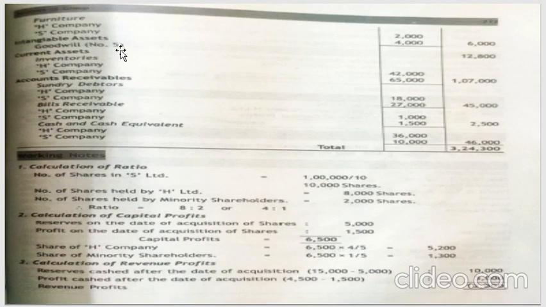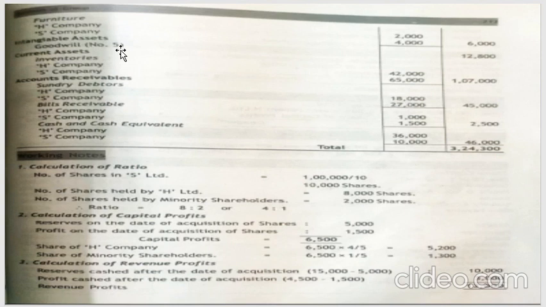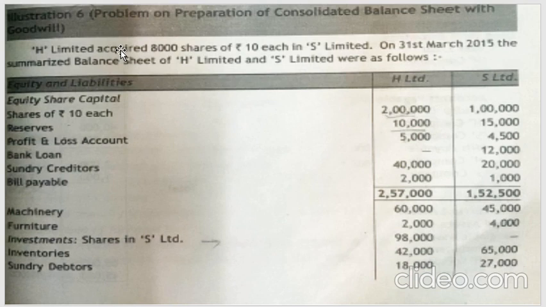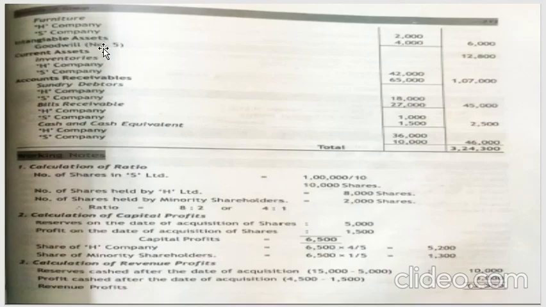The total reserves given in the question is 15,000. Out of the total reserves, you need to look into only the reserves of S Limited. So S Limited's reserves is 15,000. In that 15,000, the pre-acquisition reserve is 5,000. So 15,000 minus 5,000 will give you 10,000. Then the profit for S is 4,500, and on the date of acquisition the profit was 1,500, which is shown in your adjustment here. So we will subtract that to know the exact profit after acquisition, which is 4,500 minus 1,500.